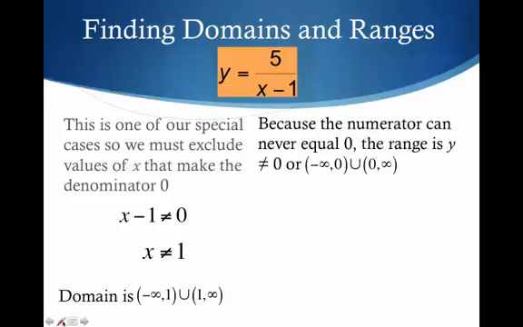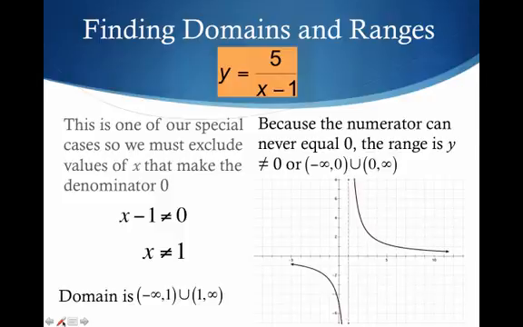Well, here, let me go ahead and just talk to you about the range, and then we'll come back to the graph. Since the numerator can never equal 0, we have a 5 in the numerator, the range is y not equal to 0. And so where I excluded 1 in the domain, I have to exclude 0 in the range. All right, and now let's take a look at the graph and see how we can see that.